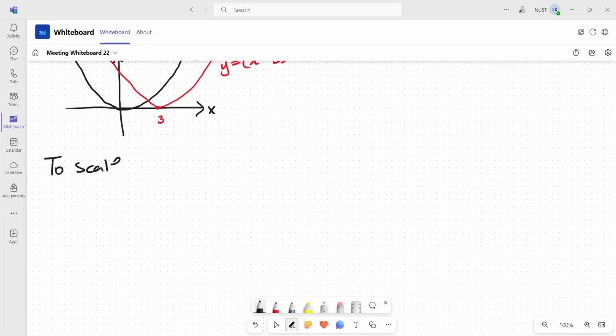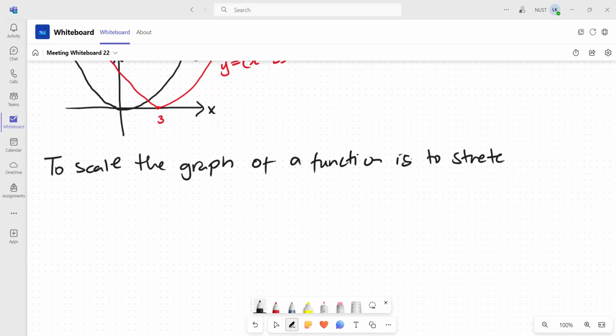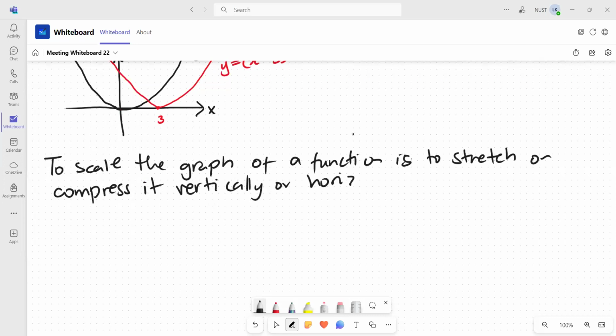To scale the graph of the function is to stretch it or compress it. So compress it vertically or horizontally.